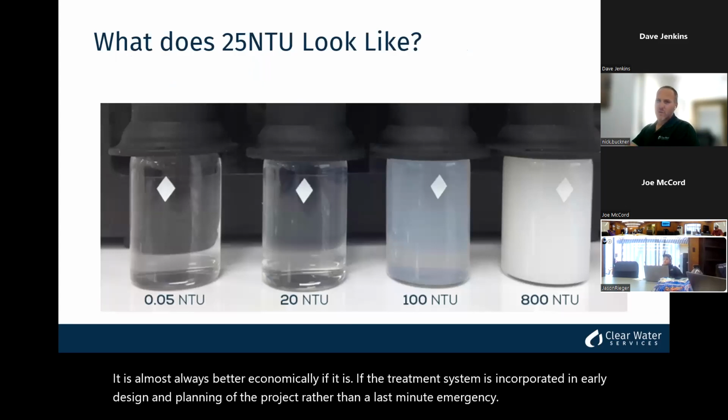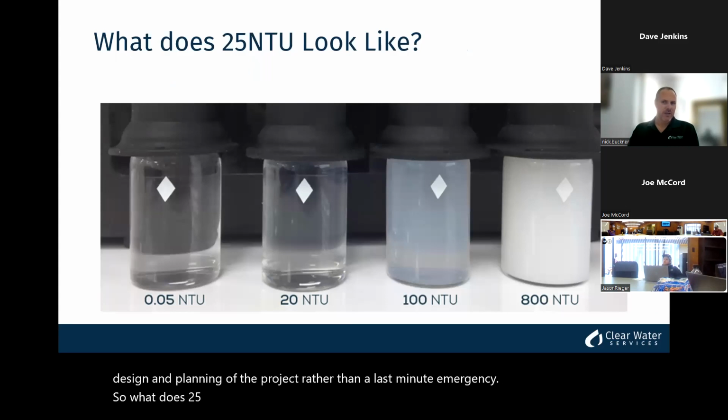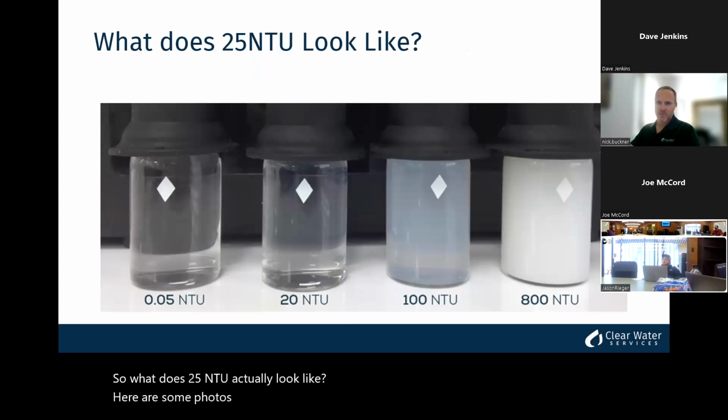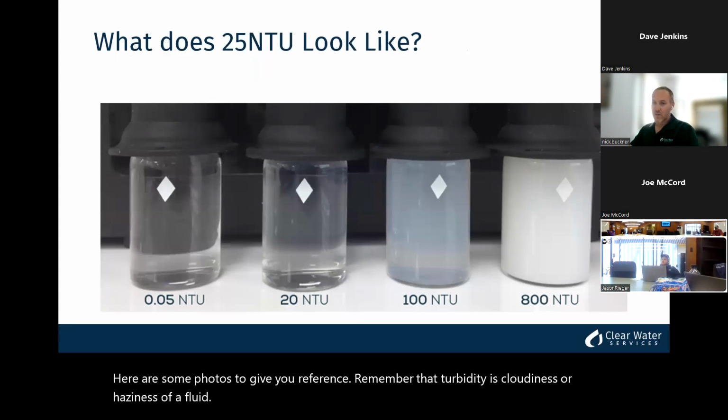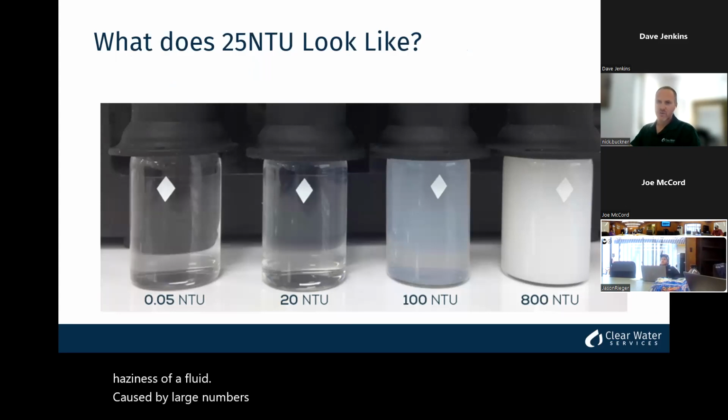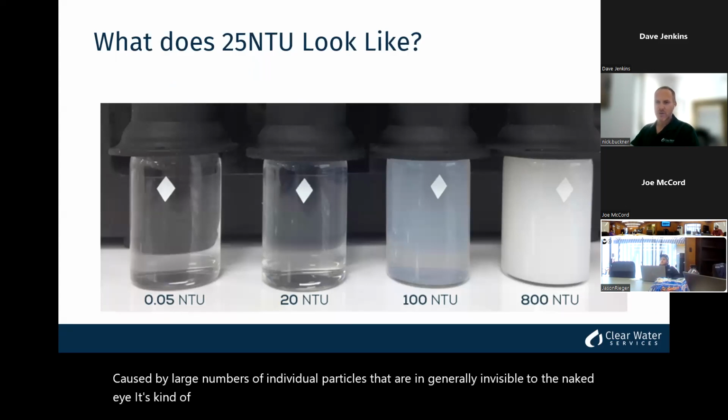So what does 25 NTUs actually look like? Here are some photos to give you reference. Remember that turbidity is cloudiness or haziness of a fluid caused by large numbers of individual particles that are generally invisible to the naked eye. It's kind of like smoke in the air.